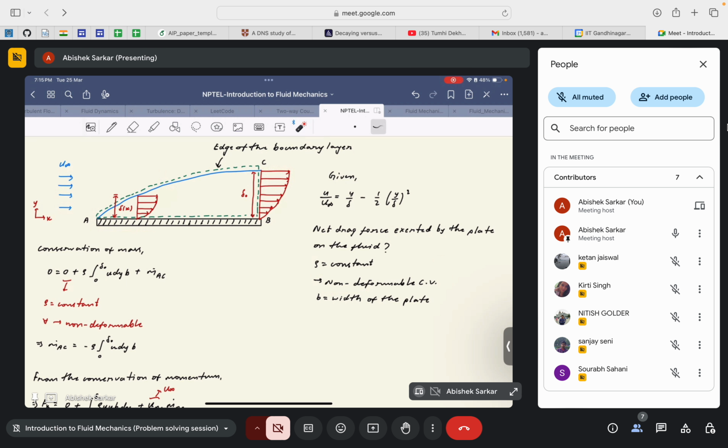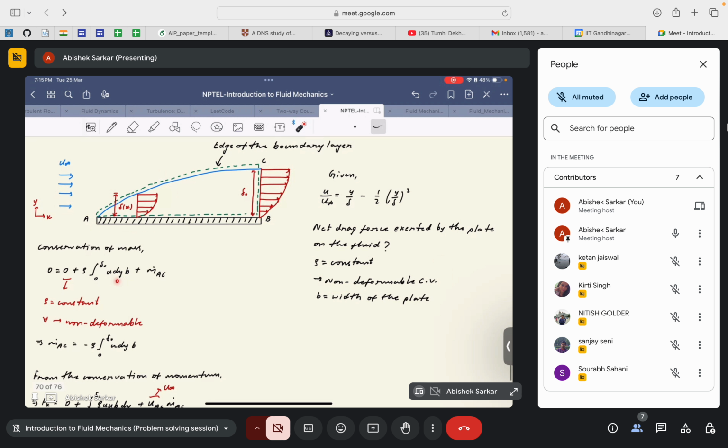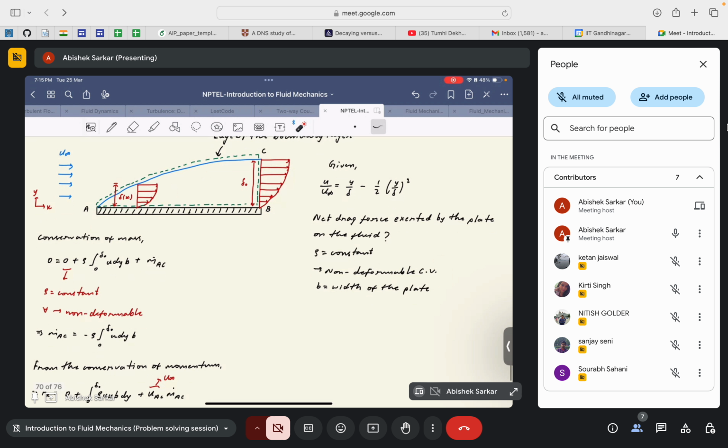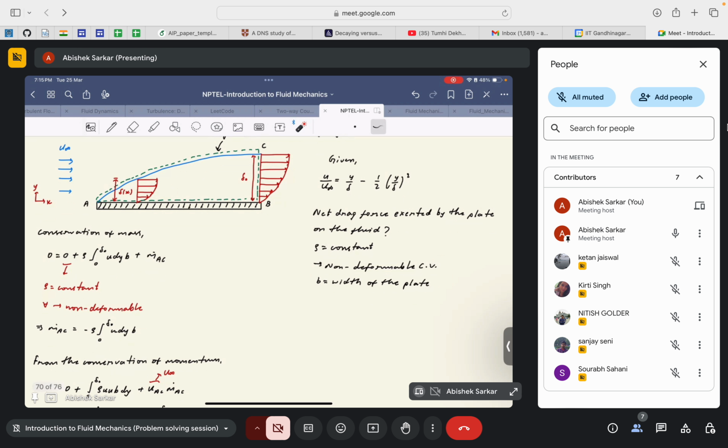So the mass flow rate is given by rho times u dA. The elemental area dA would be b, the width, times this particular length dy, so elemental area is b into dy, as written here. It should be integrated from 0 to delta naught, plus m dot ac. We are just summing it up. We do not know the sign of m dot ac right now. It should essentially be negative so that mass conservation is preserved.